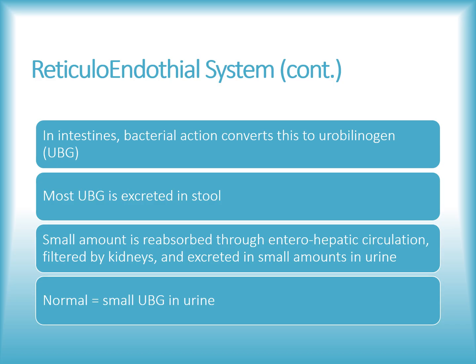So we are going to see a small normal amount of urobilinogen within the urine, and we measure that when we're doing urinalysis. We're going to talk about all of that when we get to our urinalysis unit, but just know that there is a normal small amount of urobilinogen present in the urine, and that is actually what gives it that yellow color.